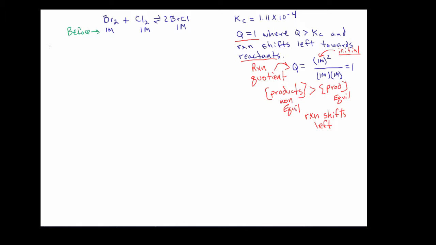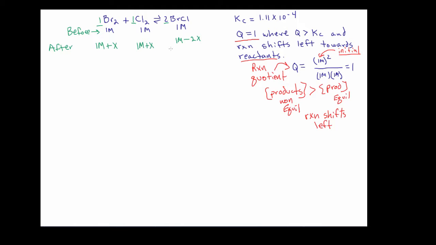Now, at equilibrium, and I usually show that this way by just writing the word after, since we know the reaction is shifting to the left, then what's going to happen with the BrCl is that we're going to have 1 molar, and it's got to decrease by, all right, notice the coefficient is 2 here, so it's going to decrease by 2x. Each of the reactants, though, are going to increase by a factor that is dependent on their coefficients, and their coefficients are 1. So it's going to be, for the Br2, 1 molar plus x, and for the Cl2, 1 molar plus x.